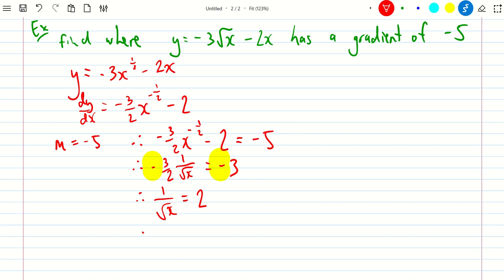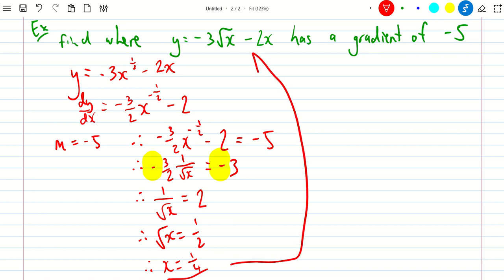Okay, flip both upside down and we get root x is equal to half. And square both sides, we get x is equal to 1/4. Okay, so when x is equal to 1/4, we're going to get a gradient of negative 5. The question is a bit unclear. It says find where that has a gradient of negative 5, x is equal to 1/4. I could easily go and substitute that back into the original function to find the y value if the question asked for the coordinates. I'm just going to leave that for today's video because I think that's enough work for me today.